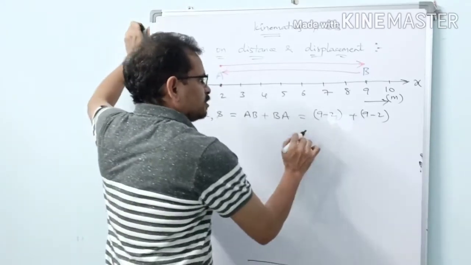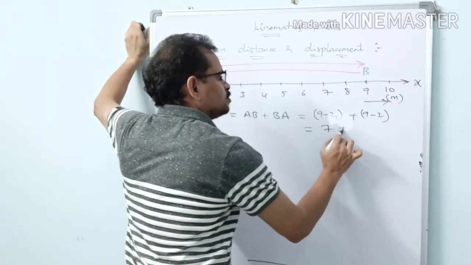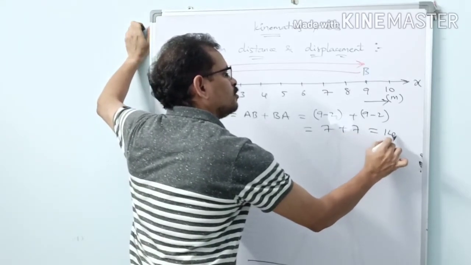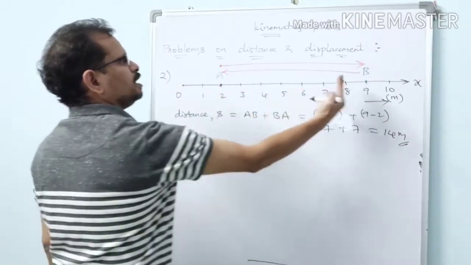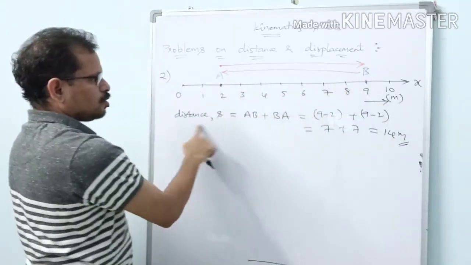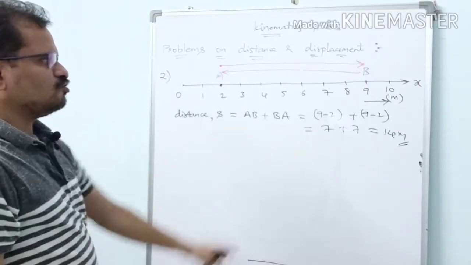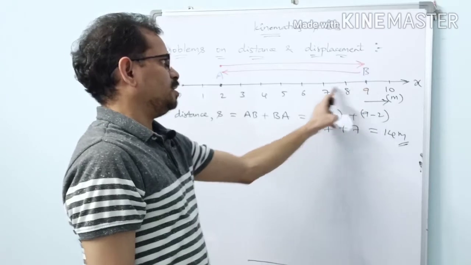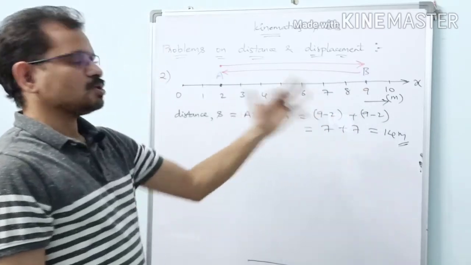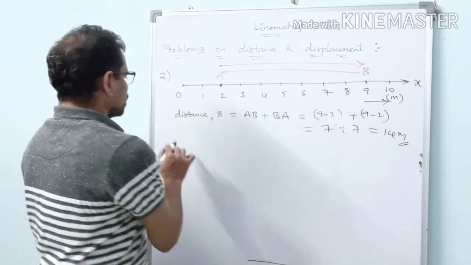So 9 minus 2 plus, what is 9 minus 2? 7. What is 9 minus 2? 7. So the total is 14 meters. So what is the total distance traveled here? From A to B and again from B to A, the total distance traveled is 14 meters. A to B 7 meters, again B to A another 7 meters, total is 14 meters. Now what about displacement here?